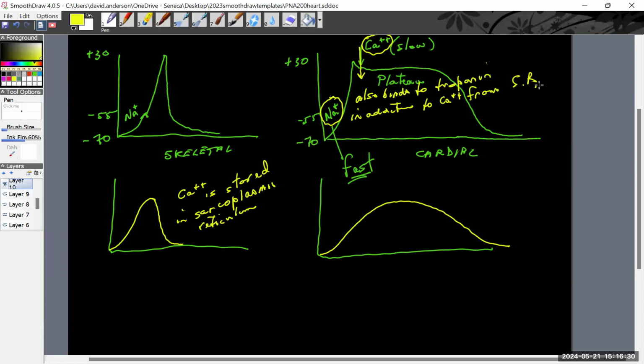The calcium that came in from the slow leaky channels established a plateau, but also stimulates the sarcoplasmic reticulum to release calcium, just like we saw in skeletal muscle, but the mechanism's a little bit different. So all of this little conversation is designed to show you some of the similarities and some of the differences between skeletal muscle and cardiac muscle. What you want to get from this at this point is fast sodium, slow calcium gives us a plateau for a longer contraction cycle.